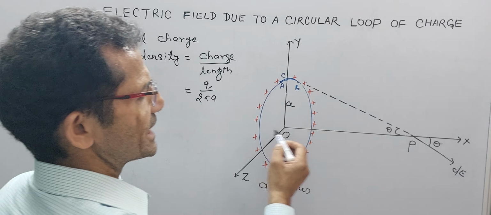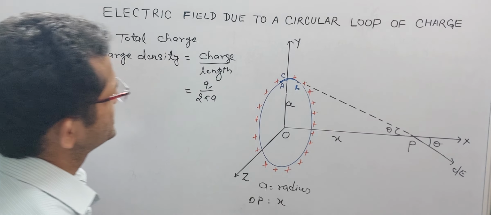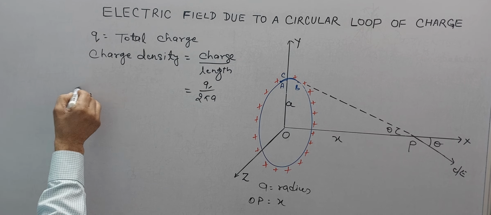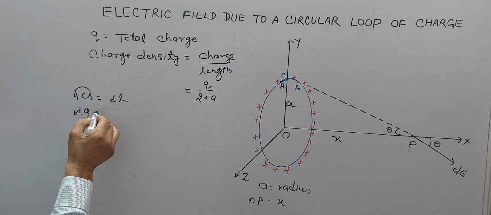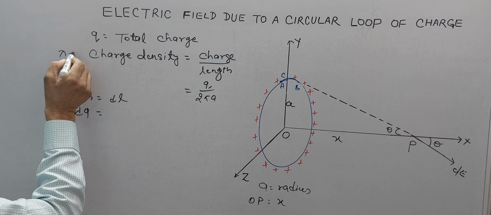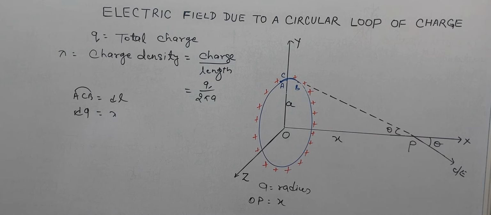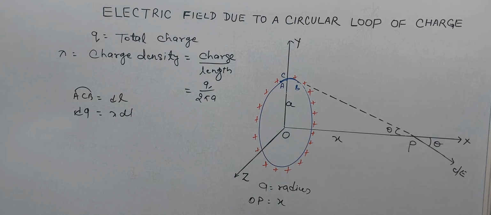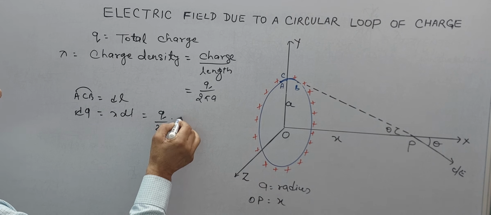We need to calculate the electric field at the point P. Let us suppose OP is equal to x, so this distance is x. The length of the arc ACB is dl, and the total charge on this length will be dq. You multiply by the charge density, lambda. Lambda, the charge per unit length, is Q upon 2 pi a, also known as the charge density. Its length is dl, so the total charge on this will be lambda times dl. Putting in the value of lambda, dq is Q divided by 2 pi a, multiplied by dl.